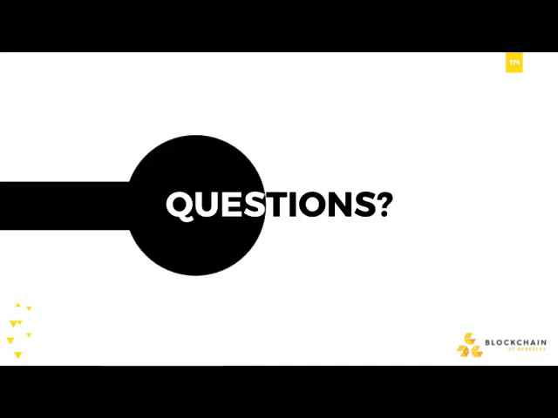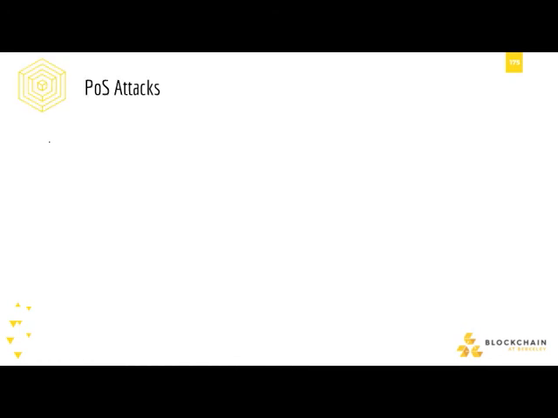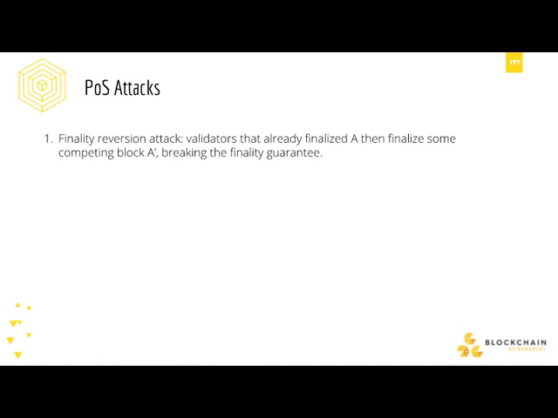Any questions? Okay, cool. When it comes to proof of stake attacks, there are two that were mainly mentioned in the papers. I guess there was a third, but it's a lot more subtle. So there's a finality reversion attack, which is when validators that have already finalized one set of block, let's say block A, then go back and change it to A prime. This breaks the finality guarantee.